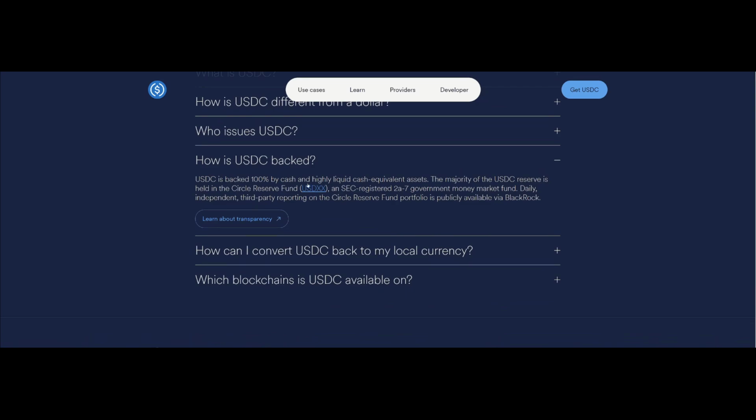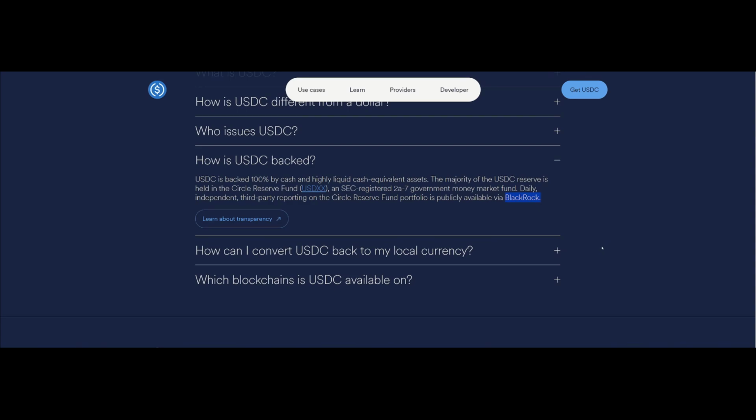USDC is backed 100% by cash and highly liquid cash equivalent assets. The majority of the USDC reserve is held in Circle's reserve fund, which is the USDXX. This is an SEC registered 2a-7 government money market fund. Daily independent third-party reporting on the Circle Reserve Fund portfolio is publicly available via BlackRock.